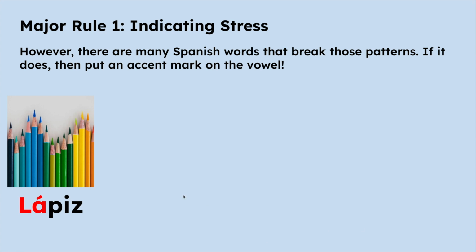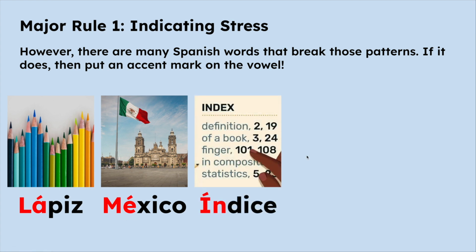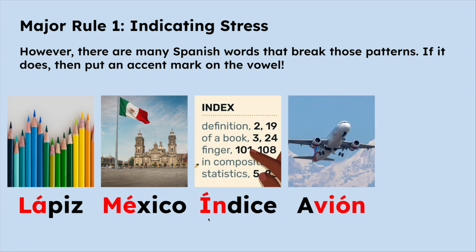Lápiz ends with a Z, but the stress falls on the second to last instead of the last. So we put an accent mark on the syllable that's actually stressed, the la. México ends with a vowel, so the stress should fall on the xi, but it doesn't. It falls on the me, so we put an accent mark over the e. Índice, again, ends with a vowel. Stress should fall on the di, second to last, but it doesn't. It falls on the third to last, so we put an accent mark over the I. Avión ends with N, so stress should fall on the a, but it falls on the vion, so accent mark on the o.